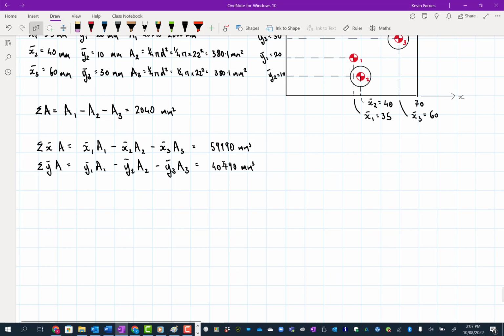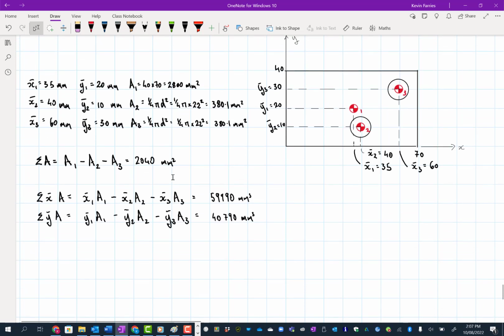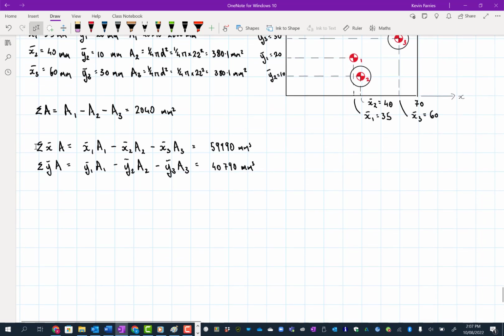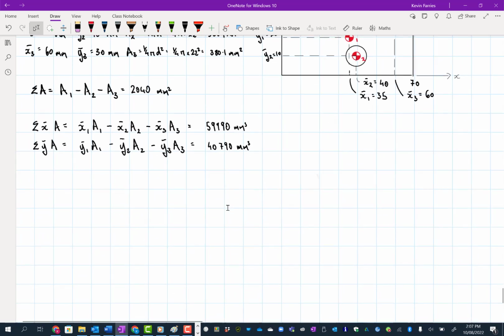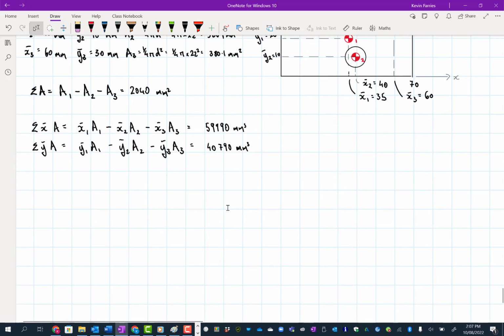Okay, so I calculated both of those. I did it in Excel again, it just speeds things up, and I used that to check some of my previous answers. I noticed I'd made a mistake with this one, so I fixed that. So we've now figured out the sum of the a's, just remembering that you have to subtract things that are getting taken away. And similarly for the sum of x position times area, you also have to take those away if you're subtracting something from the shape.